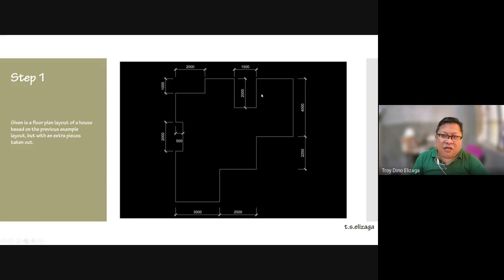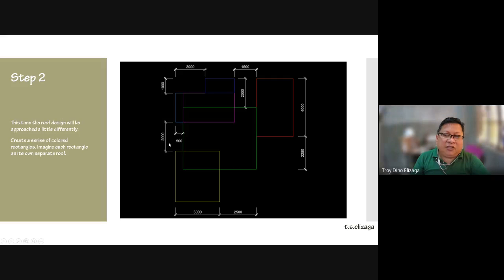Okay, here's a cut here, and then a cut here. Now, in this solution, the approach is different. Instead of drawing the 45-degree lines, we draw imaginary rectangles that form the whole composition. So we have drawn it here in different colors.